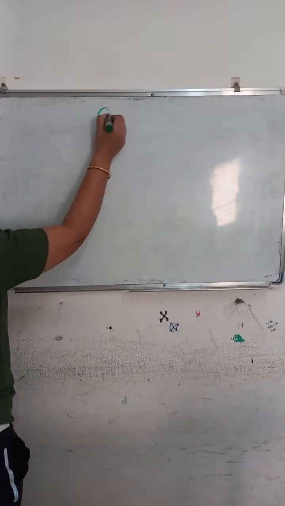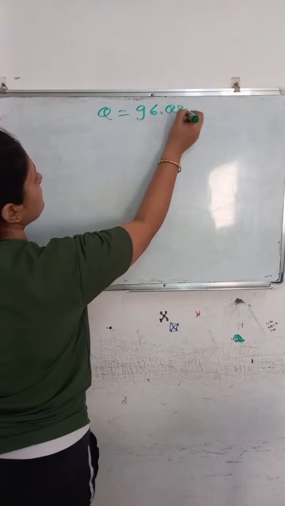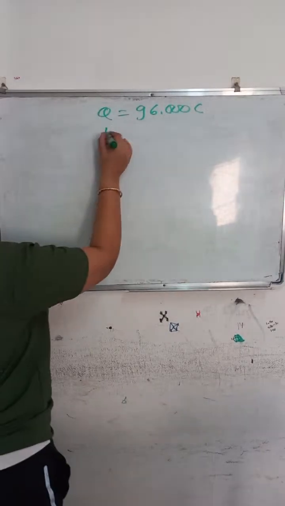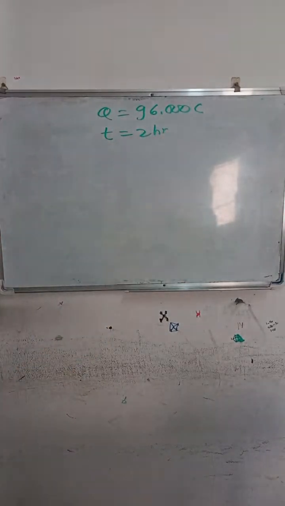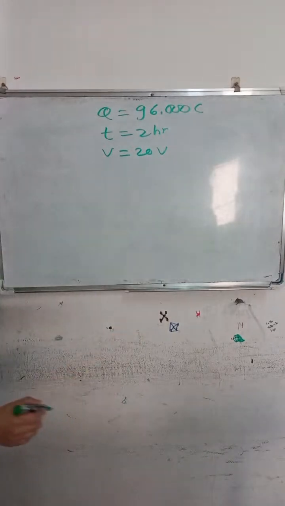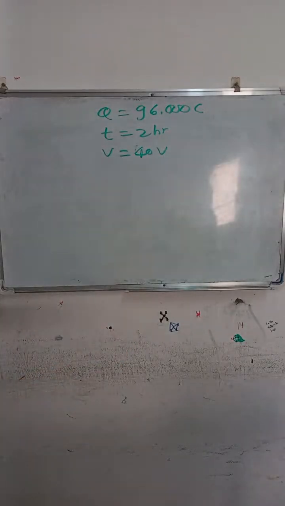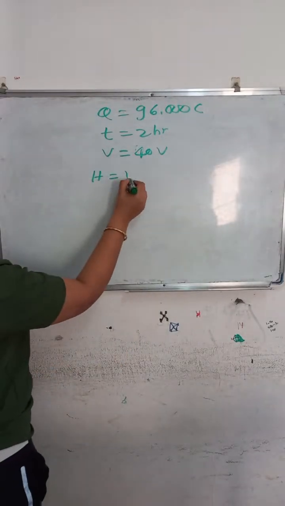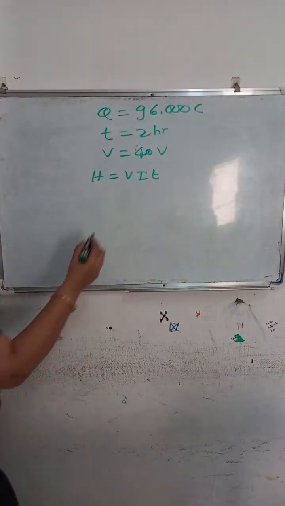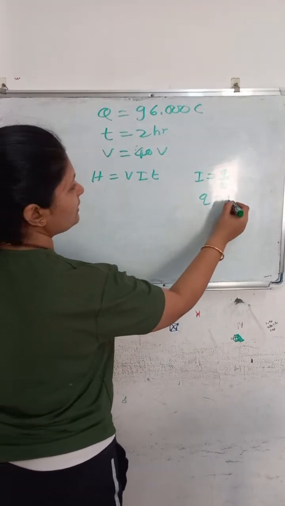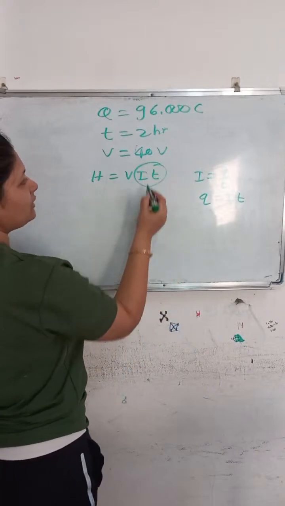So write down what are the given here. Charge Q is given 96,000 coulomb. Then time is given 2 hours, and potential difference, that is voltage, is given 40 volt. Okay, so we know that H is equal to V into I into T. So we know that yesterday we did I is equal to Q by T. So Q is nothing but I into T. So this I into T is nothing but charge.